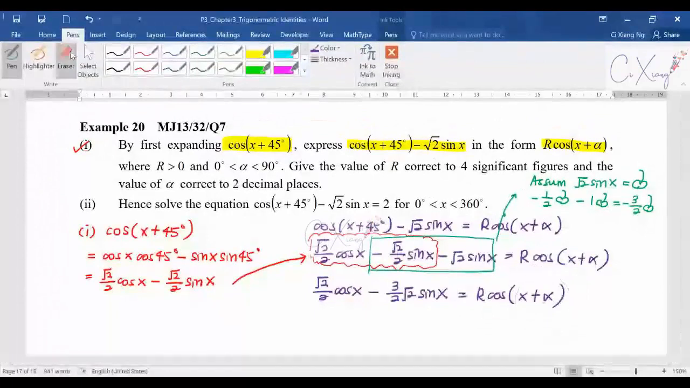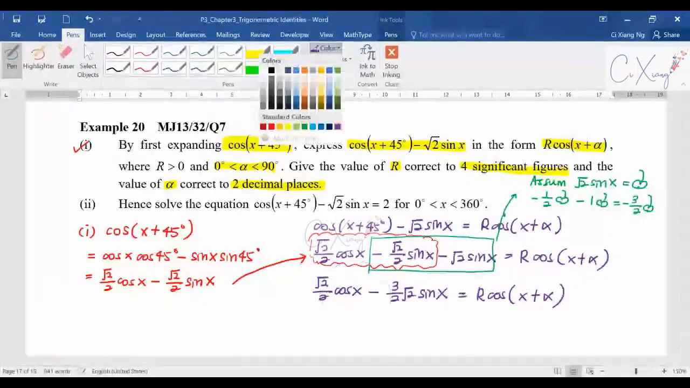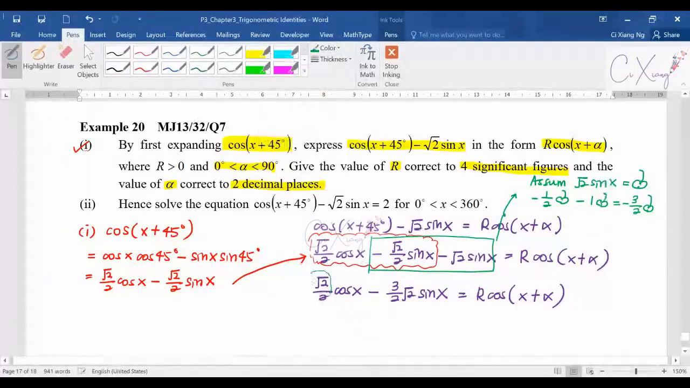Okay, and then if you look at the question again, they actually want you to keep alpha in degrees. For R, they want 4 significant figures, and for alpha, 2 decimal places. So you have to follow all the requirements given in the question. Now when you simplify everything until here, you should know what the value for a is. This is the a.